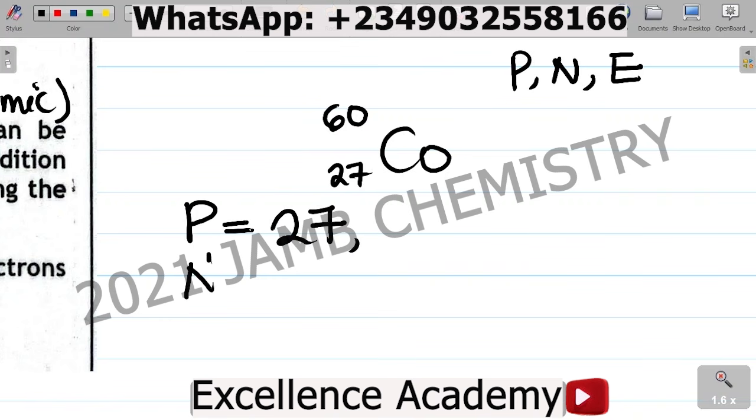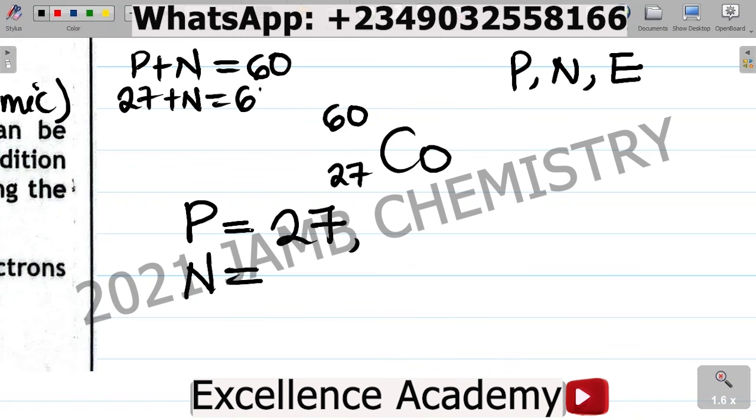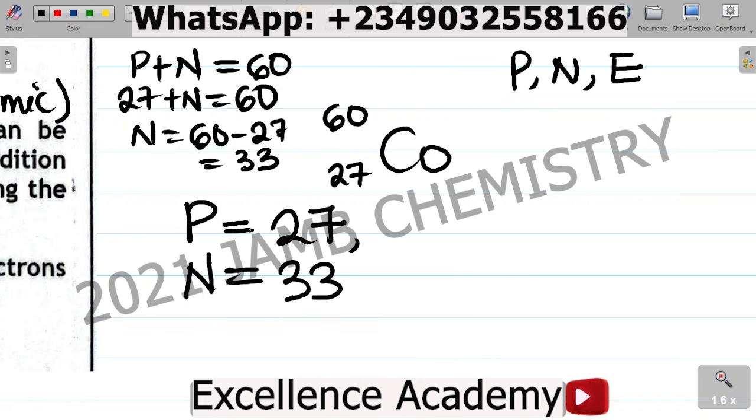Let's get the number of neutrons. For neutrons, you want to take note that the mass number, which is the one here, 60, is equal to protons plus neutrons. The number of protons plus the number of neutrons gives you the mass number as 60. We already have the number of protons as 27. So you have 27 plus n is equal to 60, where n is the number of neutrons. So n will be equal to 60 minus 27, and that's equal to 33. The number of neutrons is 33.